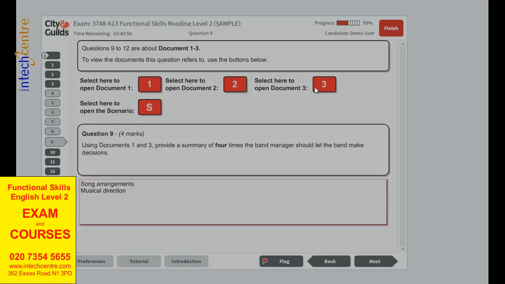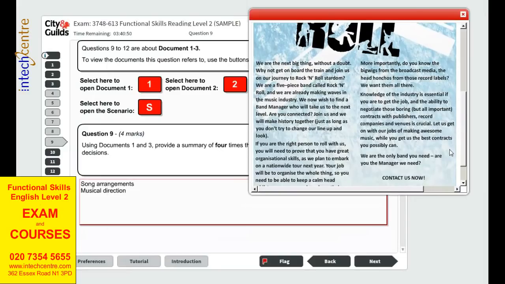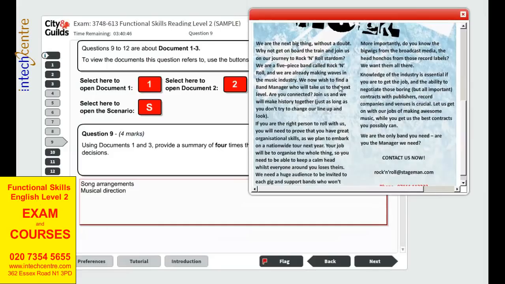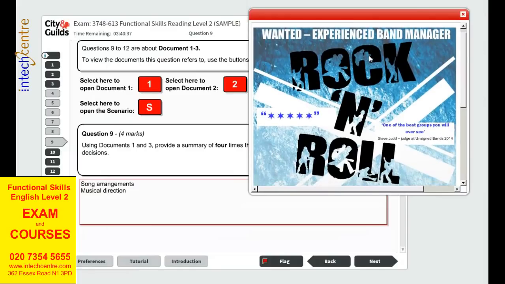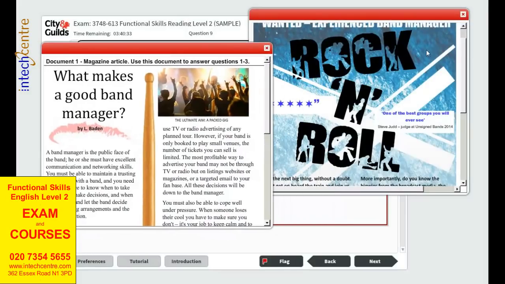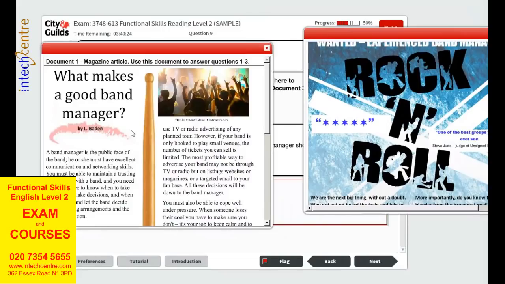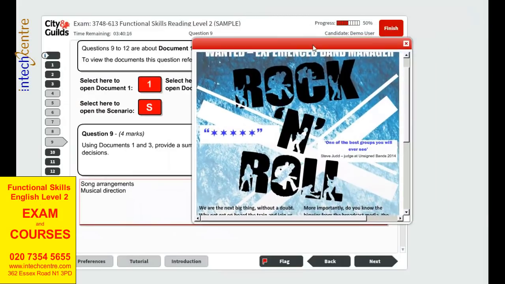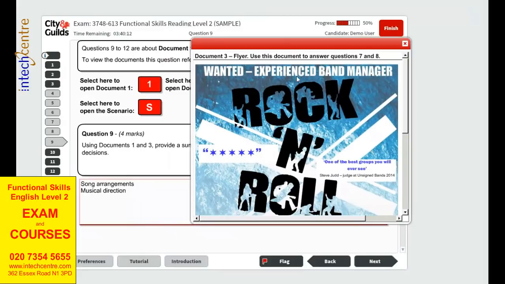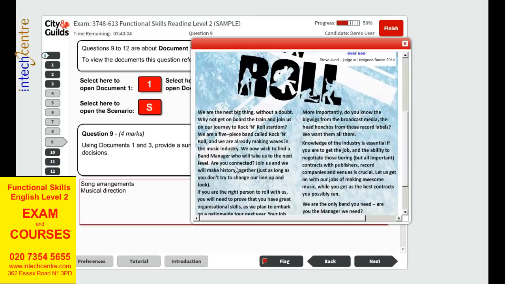So let's have a look at document 3 and see what we can find. Okay. So this is a different kind of document, so you'll have to read it differently. This is from the band's point of view. The previous document we were looking at, document 1, is from an author's point of view, and you can also open multiple documents at the same time. So what makes a good band manager? It's giving an outside view of what a good band manager should be. This document here is advertising for an experienced band manager. So this is from the band's point of view themselves. We have to read it a bit differently because it's from the band's point of view, not an outside view.